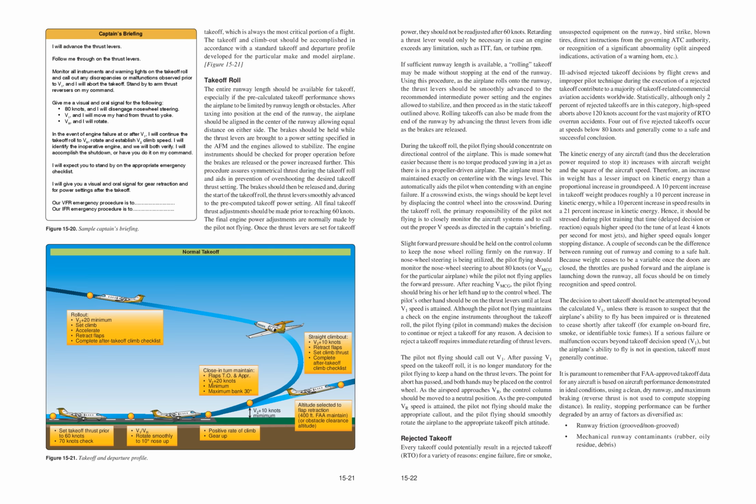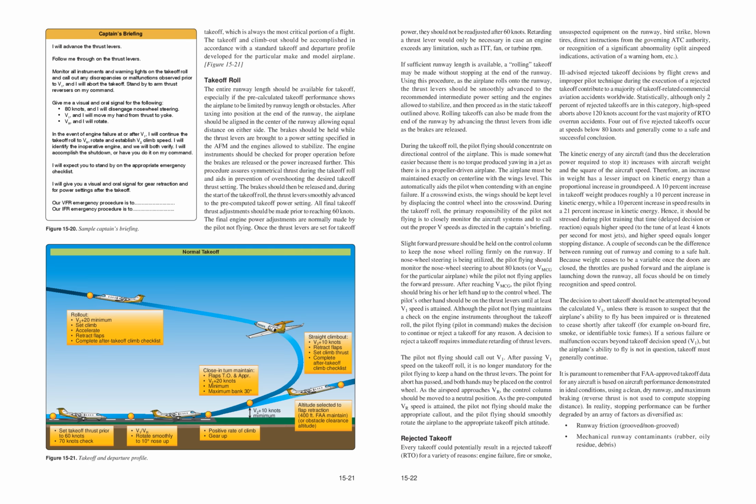Retarding a thrust lever would only be necessary in case an engine exceeds any limitation, such as ITT, fan, or turbine RPM. If sufficient runway length is available, a rolling takeoff may be made without stopping at the end of the runway. Using this procedure, as the airplane rolls onto the runway, the thrust levers should be smoothly advanced to the recommended intermediate power setting and the engines allowed to stabilize, and then proceed as in the static takeoff outlined above. Rolling takeoffs can also be made from the end of the runway by advancing the thrust levers from idle as the brakes are released.